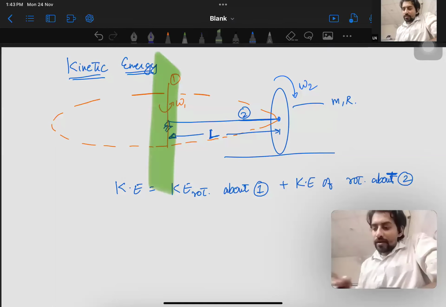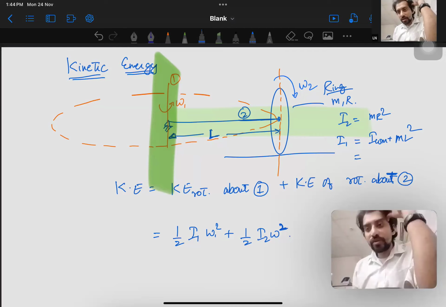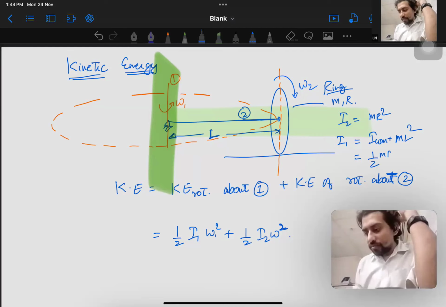The moment of inertia about axis number 2, for a ring, is given simply as mr square. For the axis passing through the hinge, you'll have to use the parallel axis theorem, because here you have the axis through the center of mass. And this is equal to, about the diameter, half mr square, plus mass multiplied by the square of the distance between the two axes, ml square. So I1 equals half mr square plus ml square. Substituting, we get the answer.